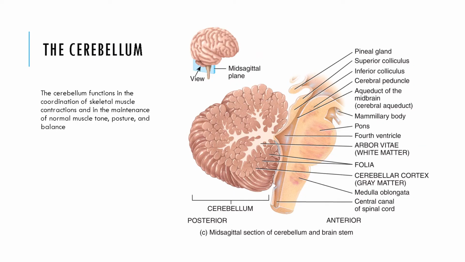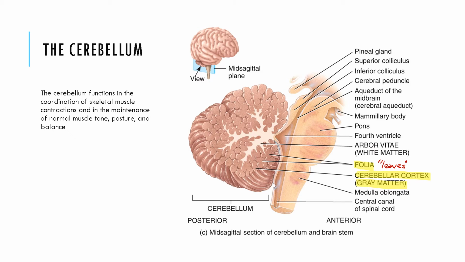So we have this superficial layer of the cerebellum, which is called the cerebellar cortex. And this consists of gray matter in a series of slender parallel folds, which are called folia. The term folia means leaves. And this is because they kind of look like leaves, the folia.